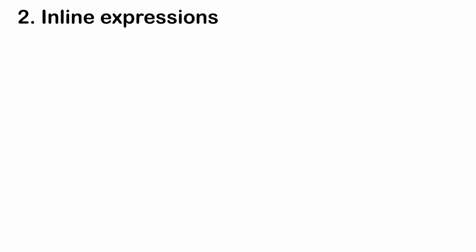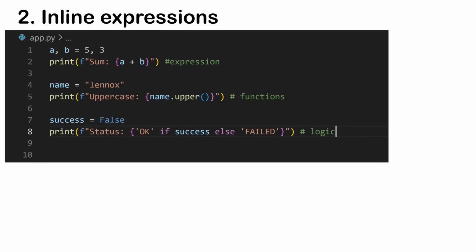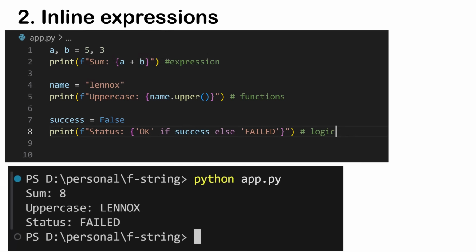2. Inline expressions. This is where f-strings level up. Because f-strings evaluate expressions, you're not limited to variables. This expression runs inside the string. You can call functions. You can do logic. The string becomes a view layer for your logic, not a dumping ground for concatenation.